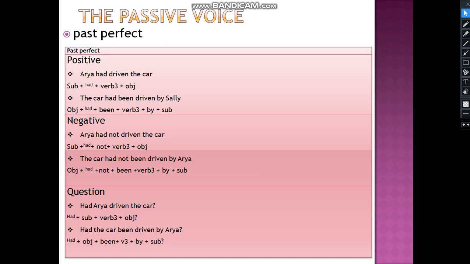This is the passive voice. I'm going to be posting a worksheet for you that has all of this written on. Please feel free to use it if you want to.